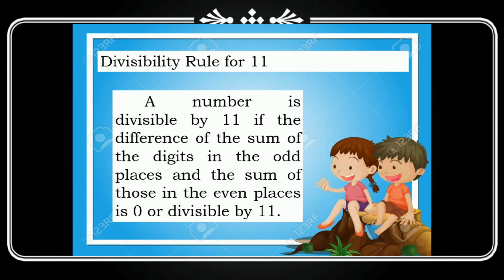Here is the next rule, divisibility rule for 11. A number is divisible by 11 if the difference of the sum of the digits in the odd places and the sum of those in the even places is 0, or divisible by 11.